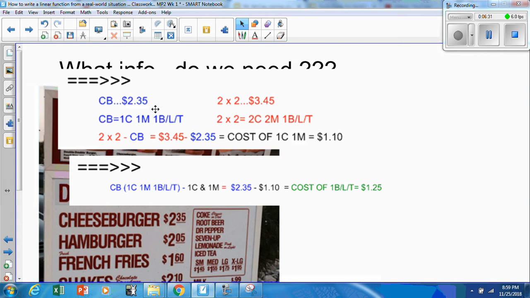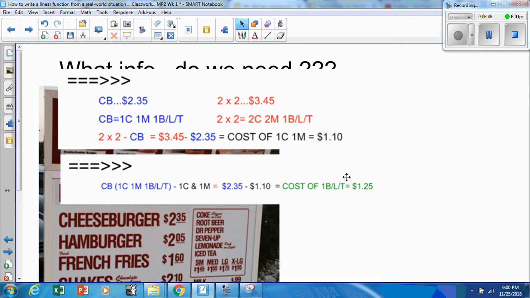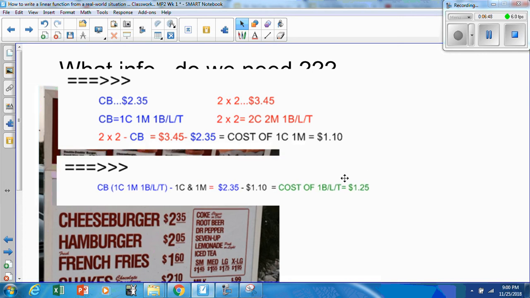So what does that mean? That means before I even get started with adding the meat, at stage 0, I'm being charged $1.25 just to get started with that bun, lettuce, tomato with no meat. All right. My next slide.